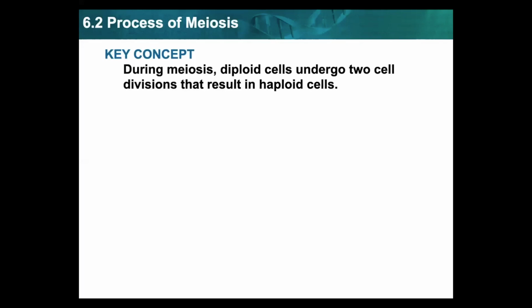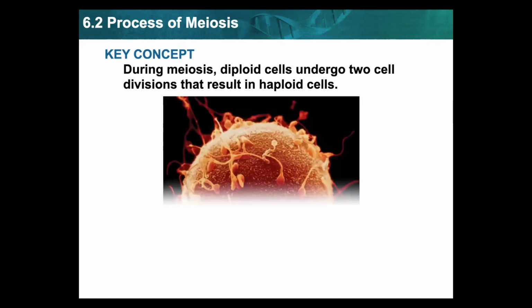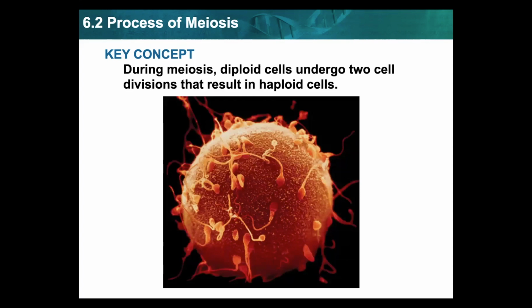All right, so we're talking about meiosis in this section. We talked about mitosis in chapter 5. Meiosis we mentioned briefly yesterday. We'll talk more in detail about that process. So during meiosis, diploid cells undergo 2 cell divisions that result in haploid cells.